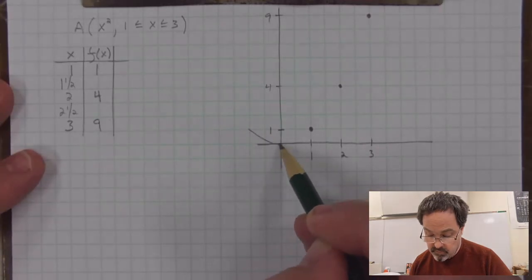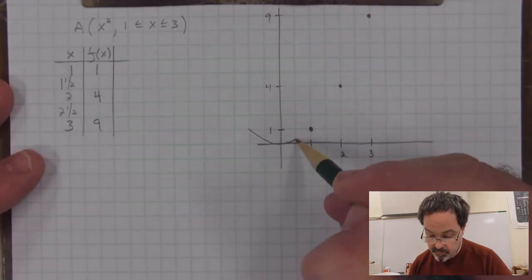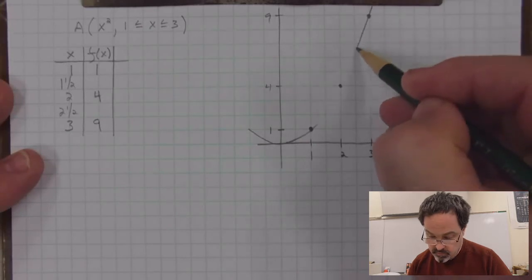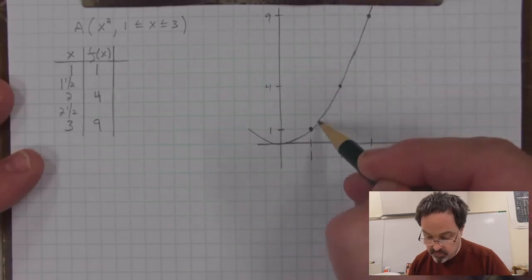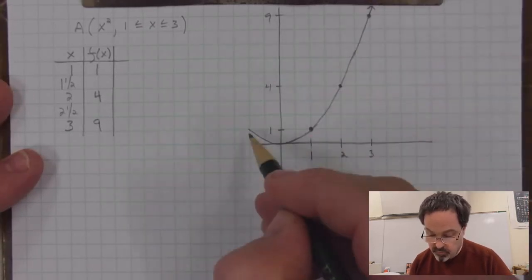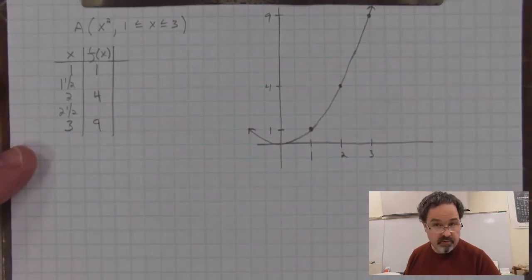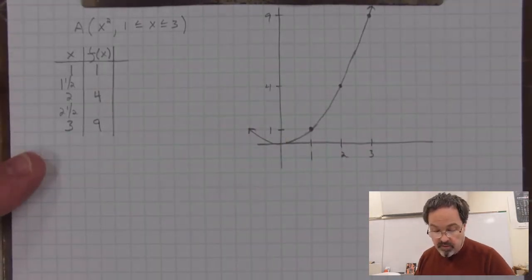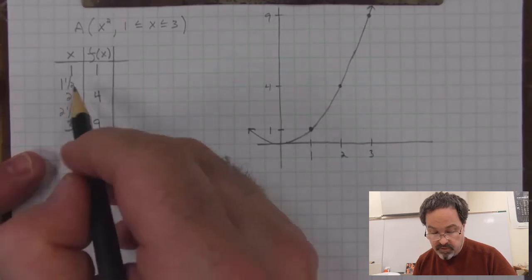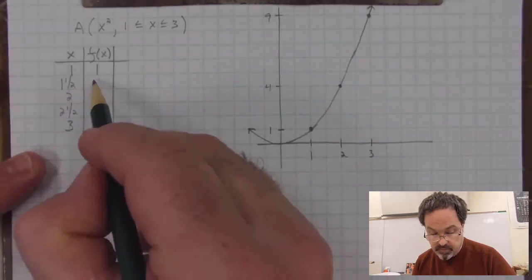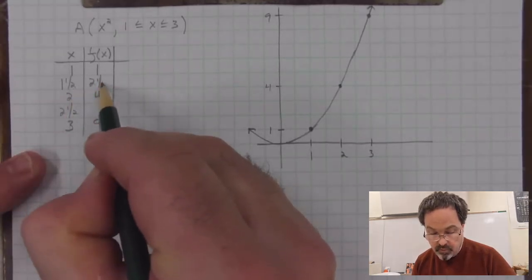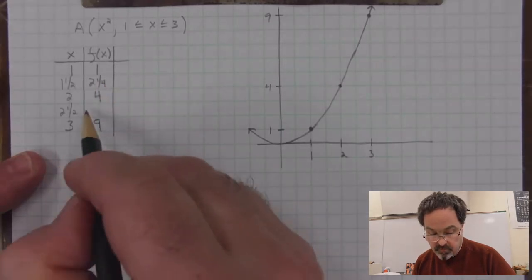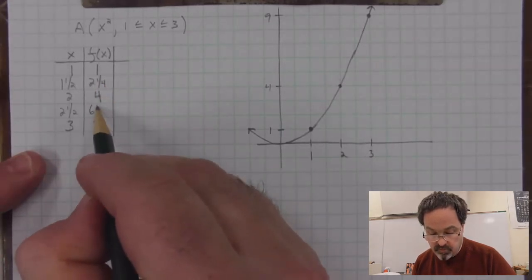It's a curve that is the parent parabolic curve, but I've made it large in order to show my work, to show my process. If I put 1 and 1/2 into the function, I get 2 1/4. And if I put 2 1/2, 2 1/2 squared is 6 1/4.